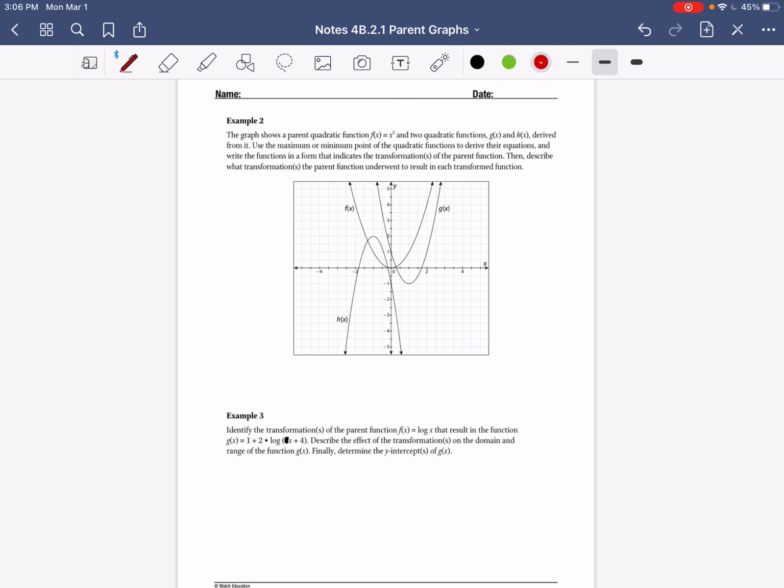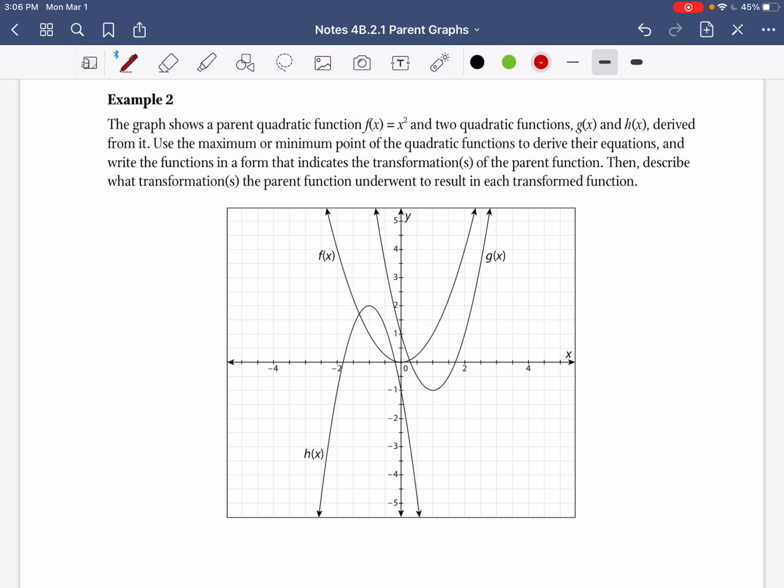All right, let's flip it over to example number 40. It says the graph shows a parent quadratic function x squared. So that's this one right here, f of x, and 2 quadratic functions g of x and h of x. Here's h of x. Here's g of x. It says they're derived from it. Use a maximum or minimum point from the quadratic functions to derive their equations and write their functions in the form that indicates the transformations of the parent function, then describe what transformations they underwent. We're not going to do that describing part. We're not going to write it down, at least we can maybe talk about it.